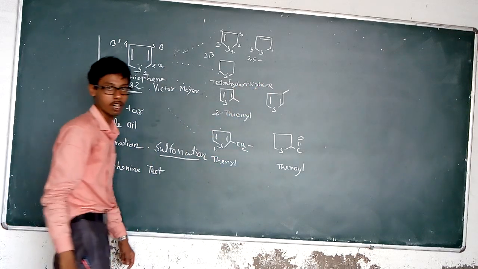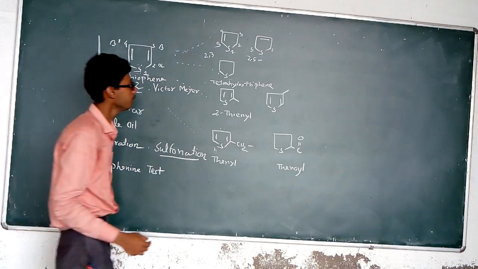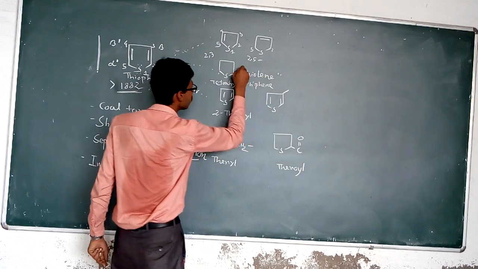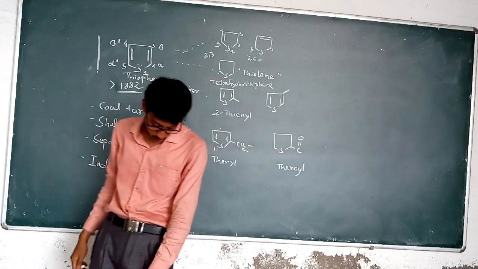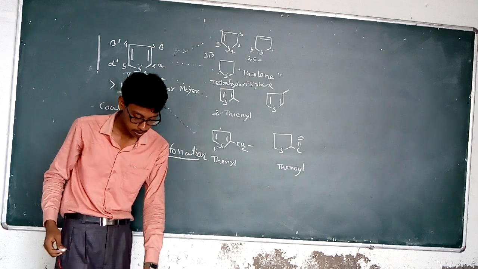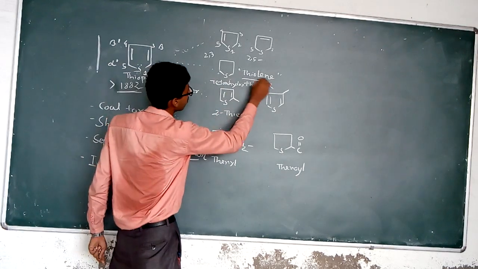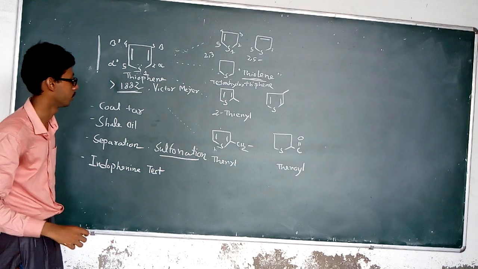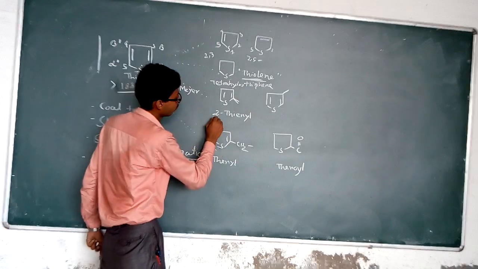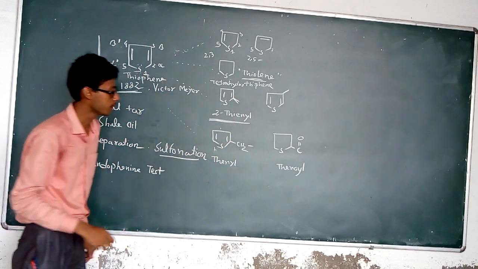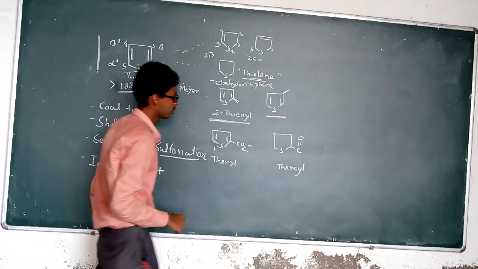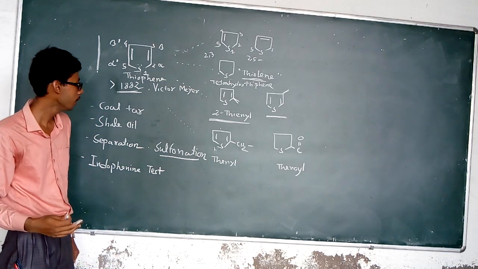Tetrahydrothiophene has another trivial name, which is thiolane. When it becomes tetrahydrothiophene, or fully saturated, the compound name is thiolane. This is the trivial name of fully saturated tetrahydrothiophene. Thiolane when substituted at the 2 position is known as 2-thienyl, and when substituted at the 3 position, it is known as 3-thienyl.